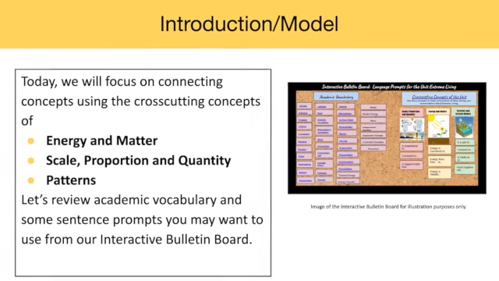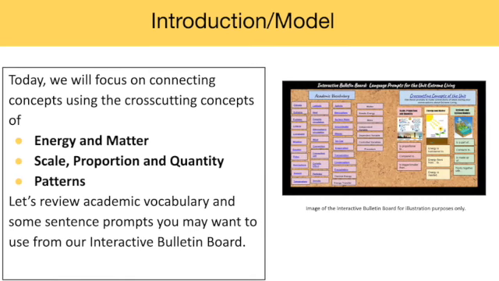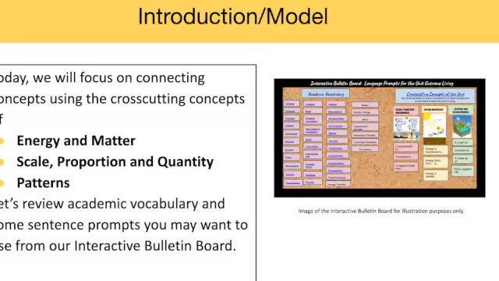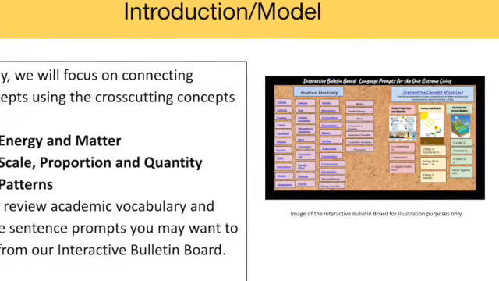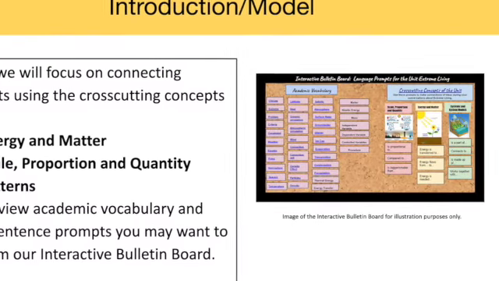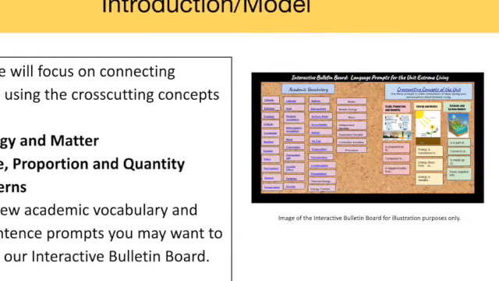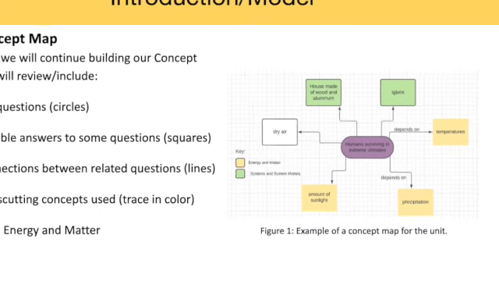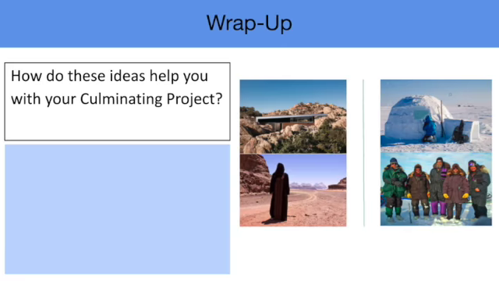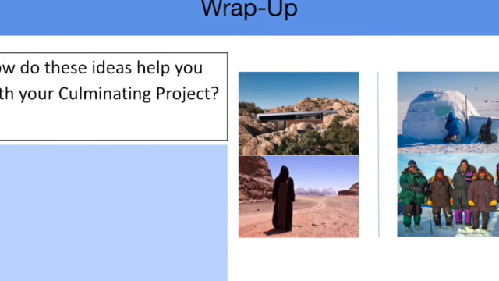Make sure that students have access to the interactive bulletin board so they can use the academic vocabulary and sentence props as they make connections to the cross-cutting concepts of energy and matter, scale, proportion, and quantity, and patterns. Then, work as a class to add to the class concept map. Finally, ask students to make connections to the culminating project.